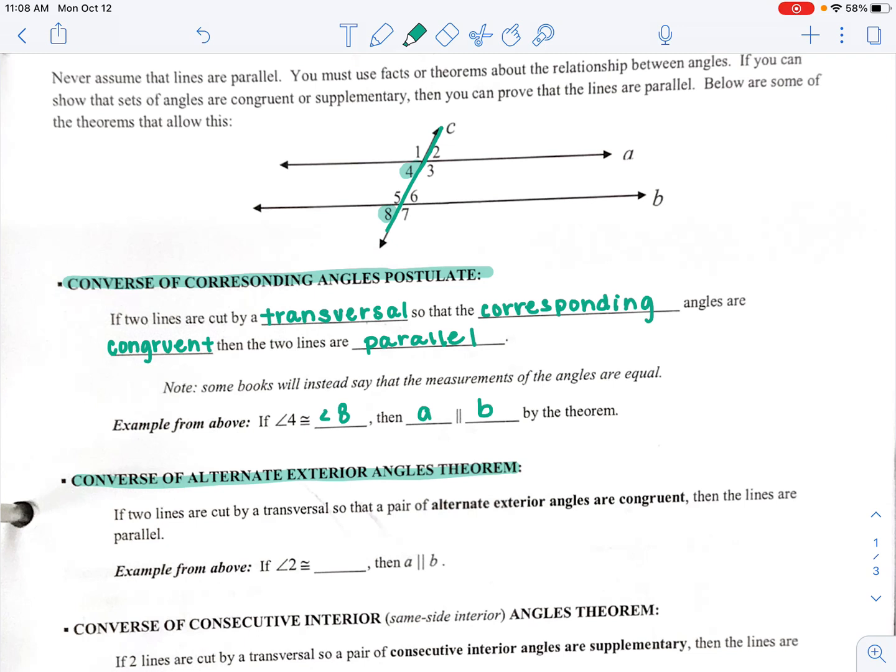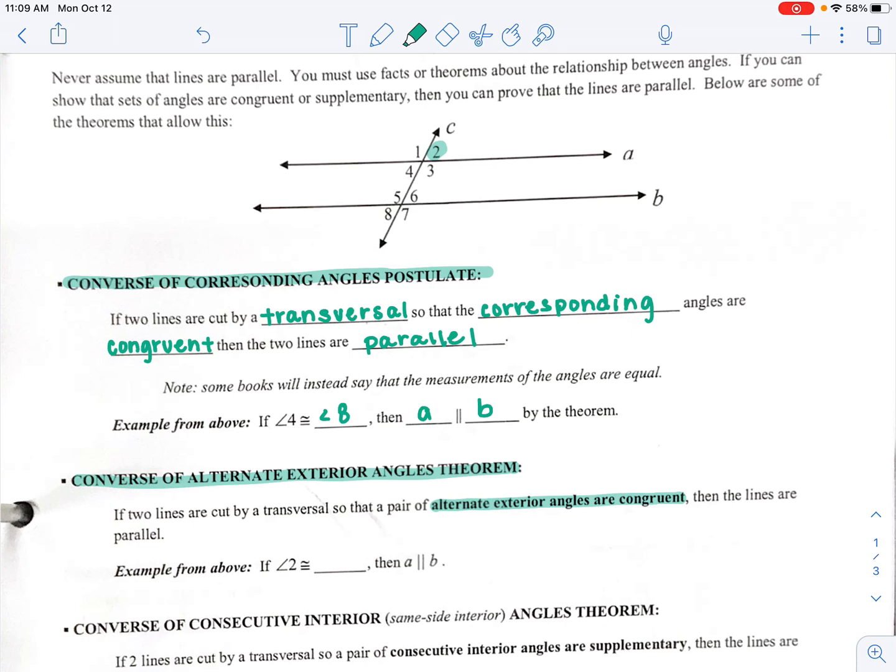The next one, it says the converse of alternate exterior angles theorem. It says if 2 lines are cut by transversal so that the pair of alternate exterior angles are congruent, then their lines are parallel. So up here, we have angle 2. So here's angle 2. This one is the alternate exterior angles theorem. So alternate exterior angles are on different sides of that transversal C.